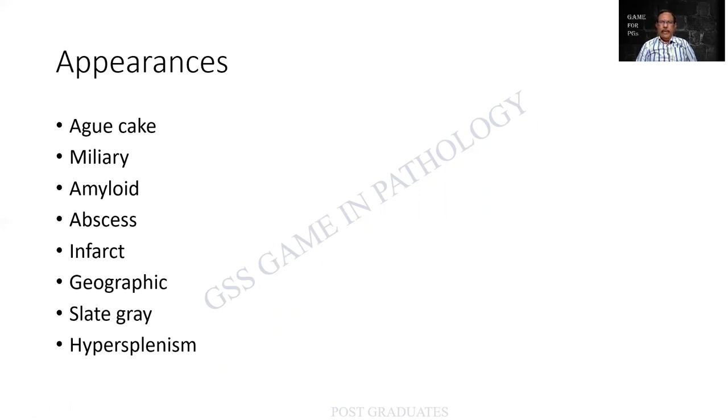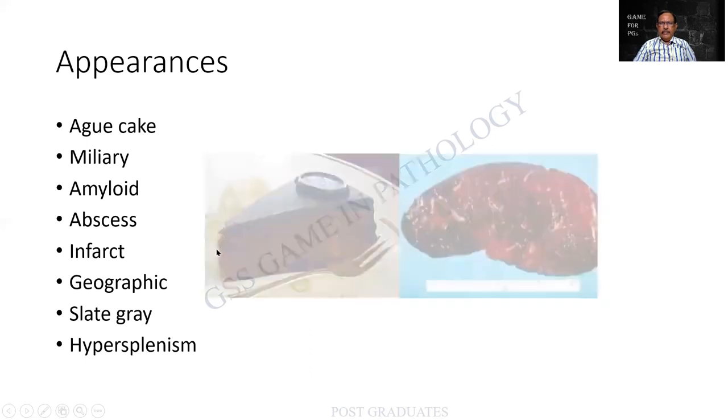A lot of appearances are there. Mirror image appearance, for example. And when it comes to the spleen, look at these. An agu cake, miliary or millet seed-like, amyloid, abscess, infarct, geographic infarct again, slate grey appearance, hypersplenism. Look at the plethora of pictures that the spleen can present.